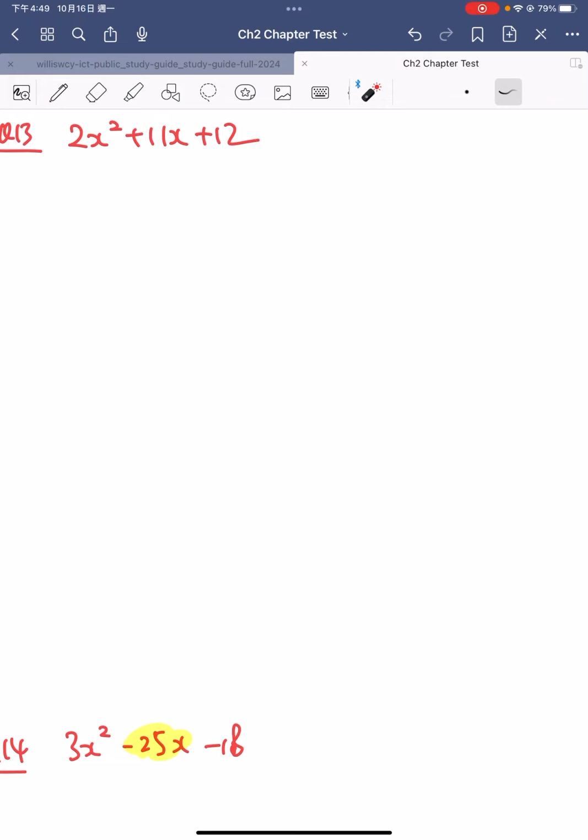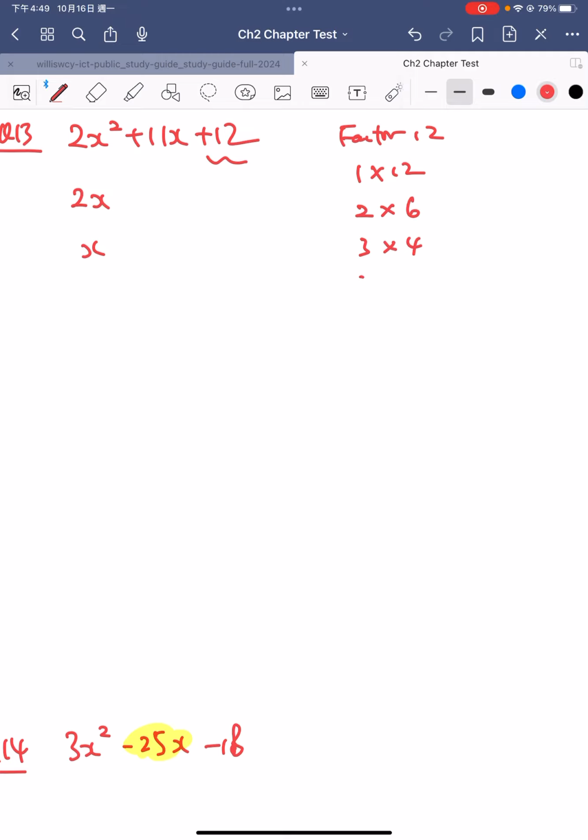So the first step, we're going to think about two things times together that will give you 2x squared. So the first one can be 2x times x. So 2x times x will give you 2x squared. Then now we need to think about what two things times together will give you positive 12. So you need to think about the factors of 12. We have 1 times 12, 2 times 6, 3 times 4, 4 times 3, 6 times 2, and 12 times 1. So we need to try to write them one by one.